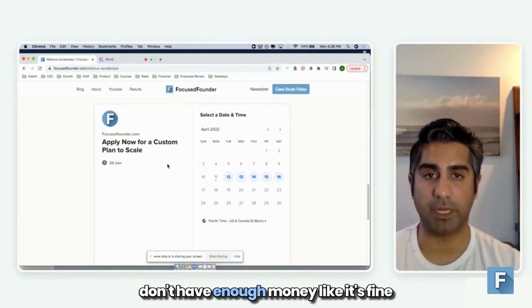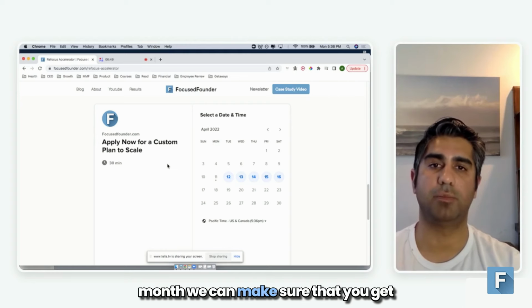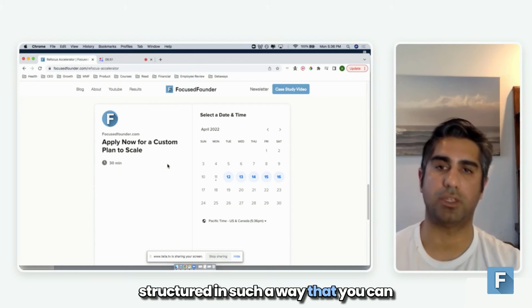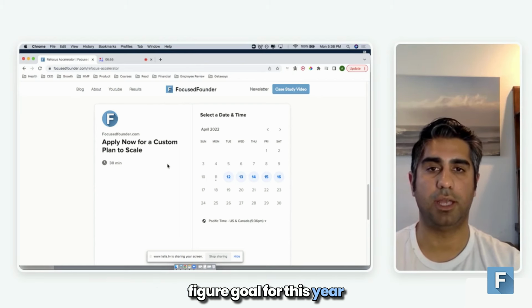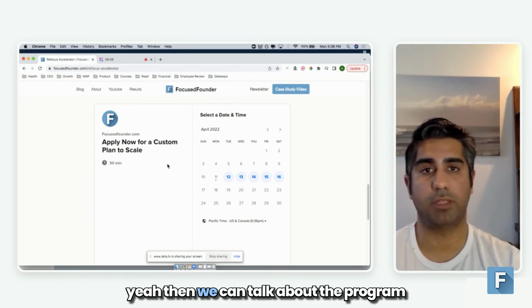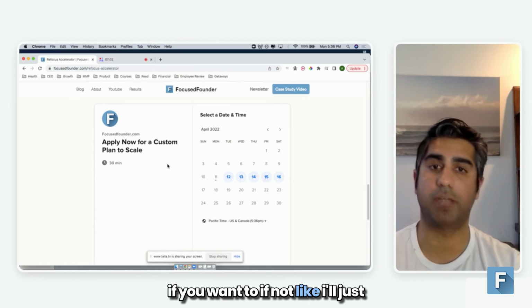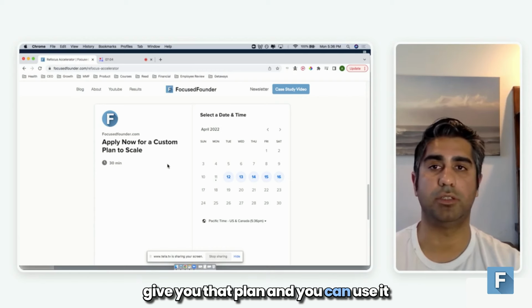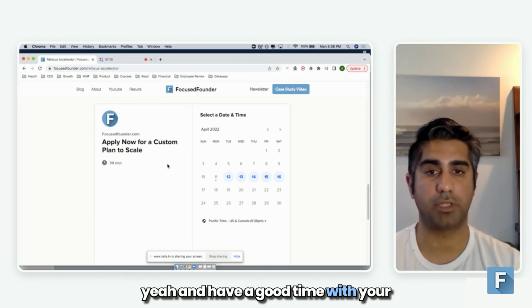Even if you don't have enough money, it's fine. As long as you're above 10 to 30K a month, we can make sure that you get structured in such a way that you can hit that goal, even if it's an 8-figure goal for this year. And then we can talk about the program and you can learn more about it and join if you want to. If not, I'll just give you that plan and you can use it and implement it and have a good time with your business.